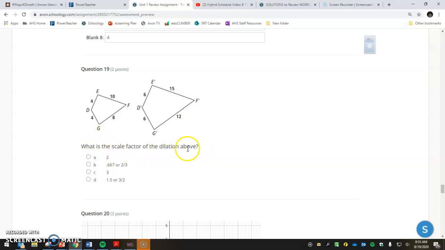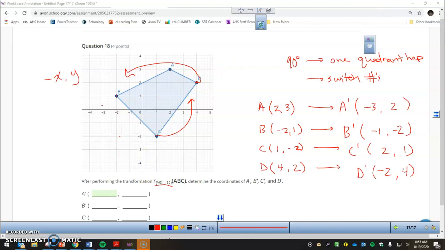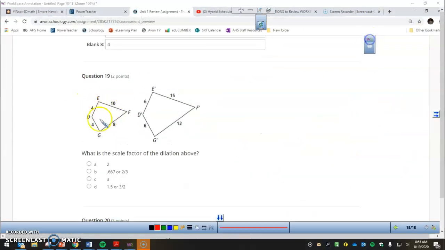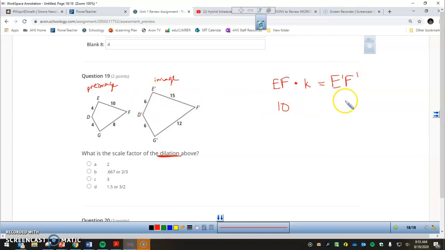So, keep in mind that whenever we're looking at dilations, we still always need to figure out which one is the pre-image and image. So again, we have this triangle, or quadrilateral on the right. We have just a regular E on the left, and on the right we have E prime. So this is our pre-image. This is our image. Now, the way that dilations work is you take whatever your pre-image is, so like EF is 10, and you multiply it by a scale factor, which we denote as K, and it should tell you what the length of your new, corresponding side will be. So this is 15.